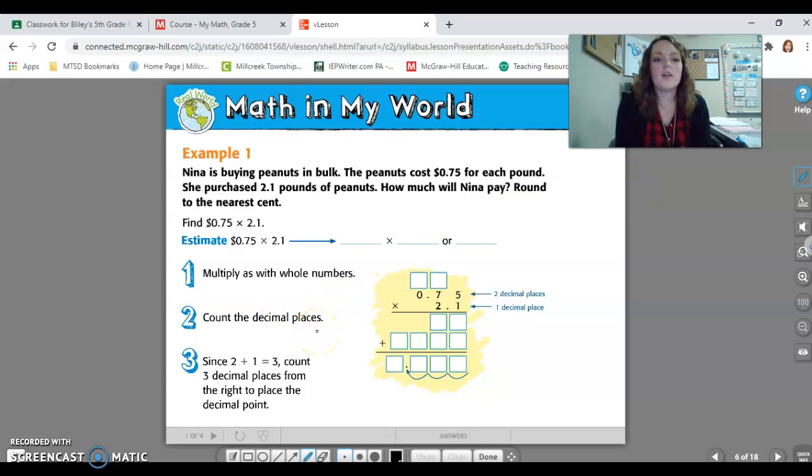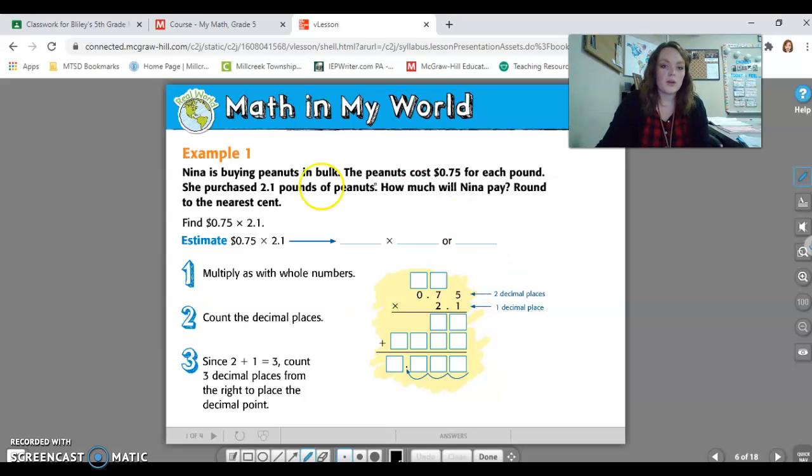Let's look at example 1. It says Nina is buying peanuts in bulk. The peanuts cost 75 cents for each pound. She purchases 2.1 pounds of peanuts. How much will Nina pay? Round to the nearest cent. Okay, so we need to find how much 75 cents is times 2.1 pounds.